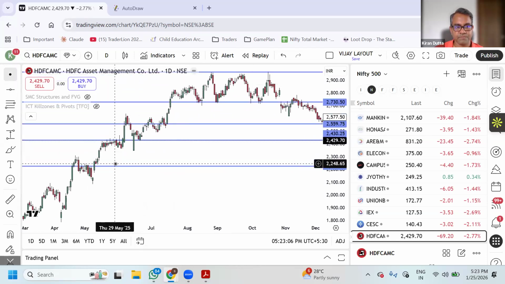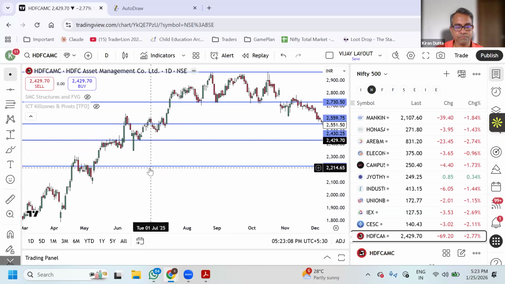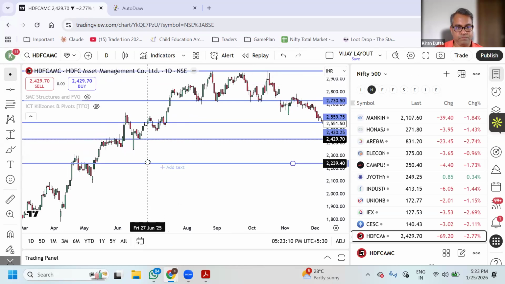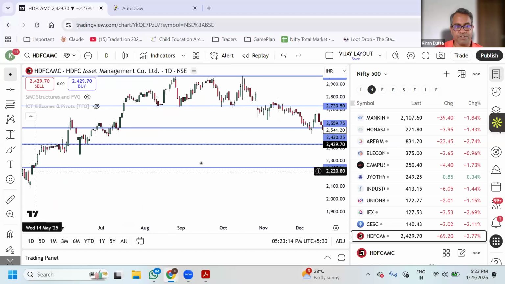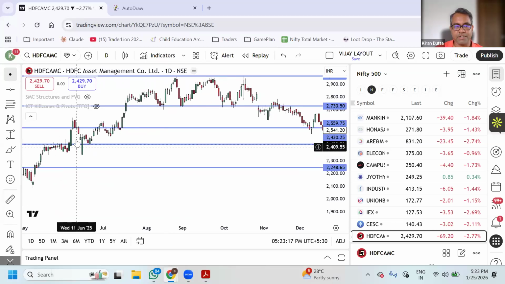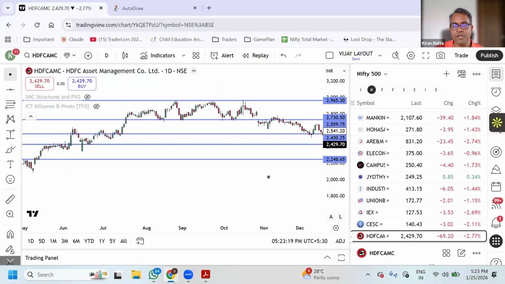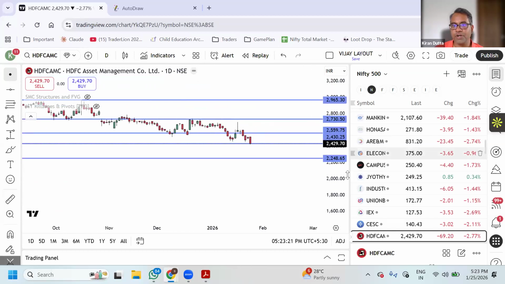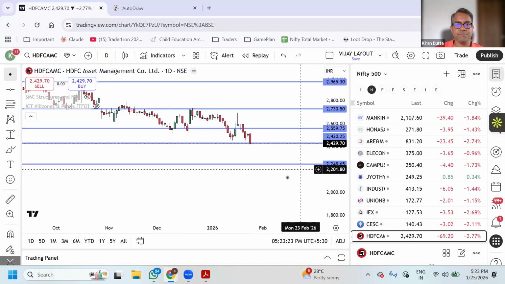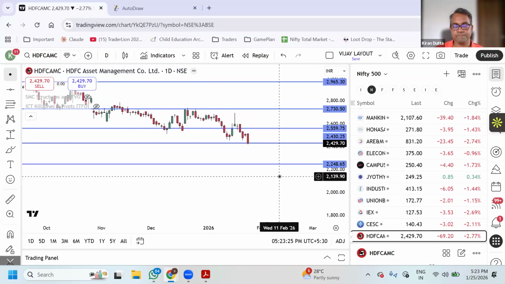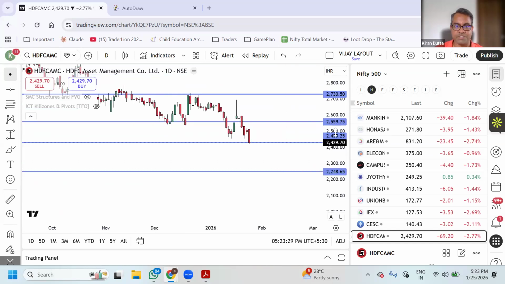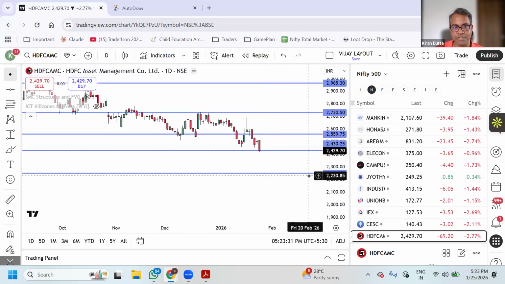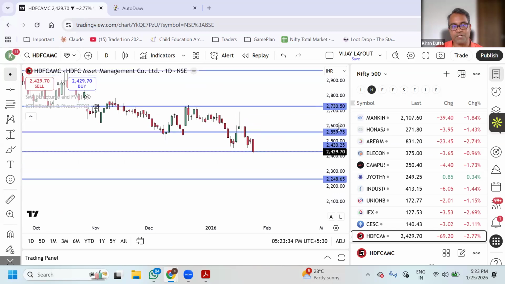I'm drawing one more line here because it went up and sort of took a little bit of support. Now tell me, if you have to trade in HDFC AMC, how will you trade? How will you take a position? At the end of the day, this is all about taking positions and making money. Knowledge is only one part, right?